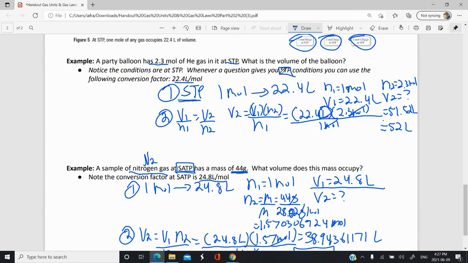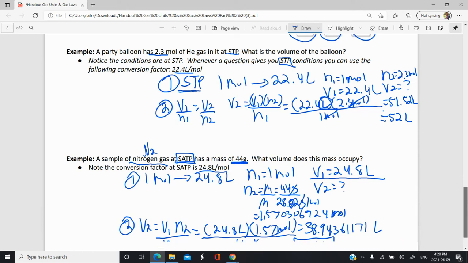But the thing is, we're not always at STP, we're not always at SATP, so there must be some other way to figure out number of moles or volume, and there is another formula that we'll learn about in the next few lessons that allows you to go at different conditions other than just STP and SATP. So remember, this is based on molar volume of our substance.